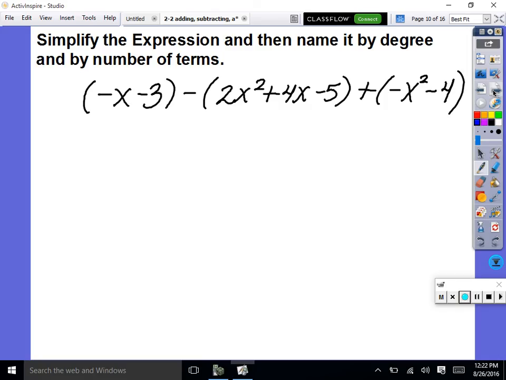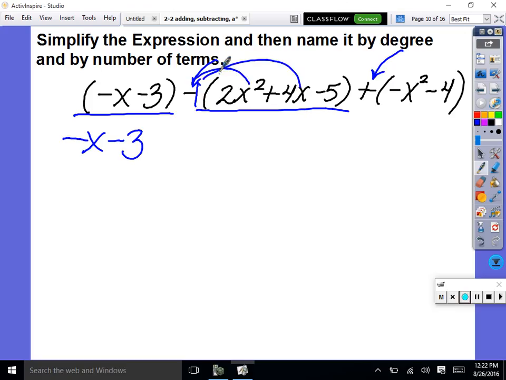So we're going to simplify this. Notice, guys, this is subtraction, and this is addition. A lot of people get confused. They'll see parentheses and just start multiplying things. Don't do that. This is simply combining like terms, but we've got to be careful about a few things here. Now, looking at this piece, we don't need to do anything with it to simplify it. That's just negative x minus 3. But looking at this piece, that's like having a negative 1 in front, right? So we would distribute that negative through.